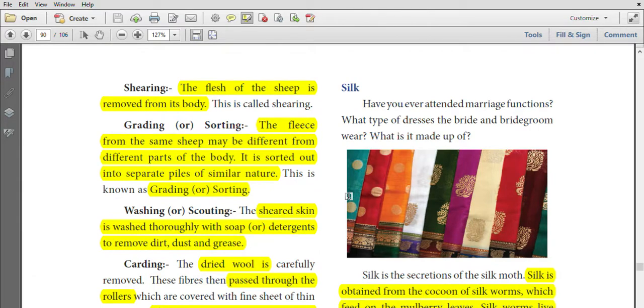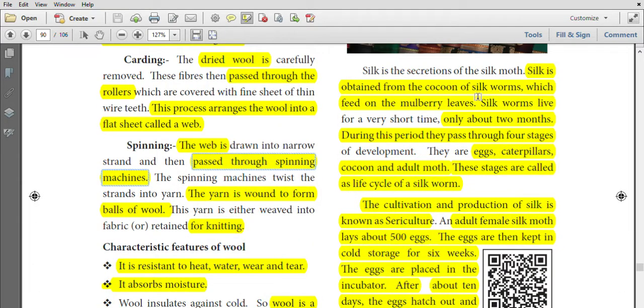Silk. Silk is obtained from the cocoon of silkworms, which feed on mulberry leaves. Silkworms live only about 2 months. During this period, they pass through 4 stages. They are eggs, caterpillars, cocoon, and adult moth. These stages are called the life cycle of the silkworm.